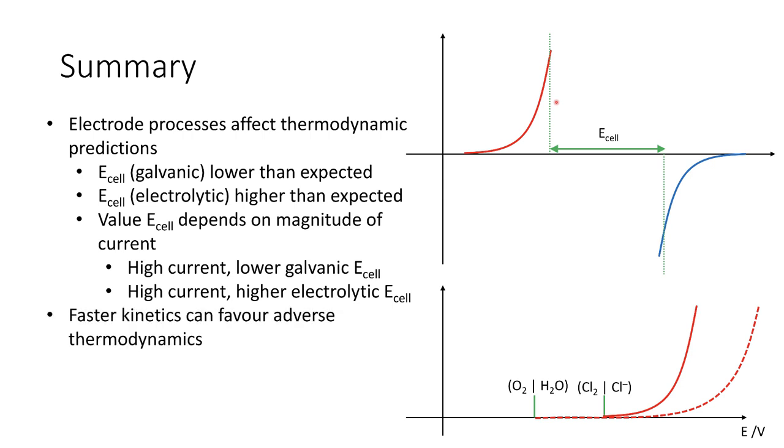The effect of faster kinetics also can't be ignored. Faster kinetics can favor adverse thermodynamics. If it forms faster, we will get more of it happening. Through modification of our electrodes, we can increase the exchange current density, which will favor particular processes to our advantage.